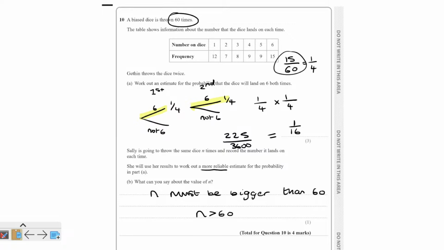Now, I don't think they'll let you choose a number. I don't think you could say n must be 65. You have to just say it has to be something bigger than 60. Because we technically don't actually know, do we, how many times? So the example they've given is n must be greater than 60. She must do it more times than in part A, or than Gethin. n must be bigger, e.g. 100. They've said example 100. So hopefully you get the gist of what we're saying here. It has to just be bigger than 60.